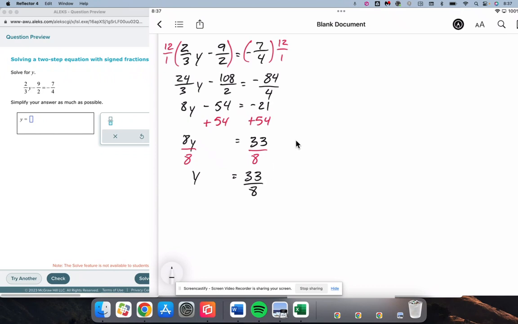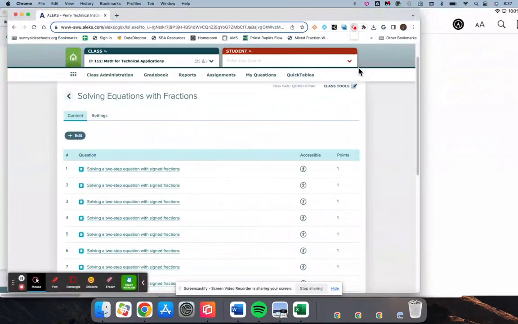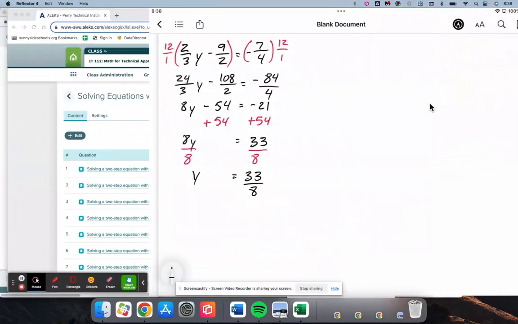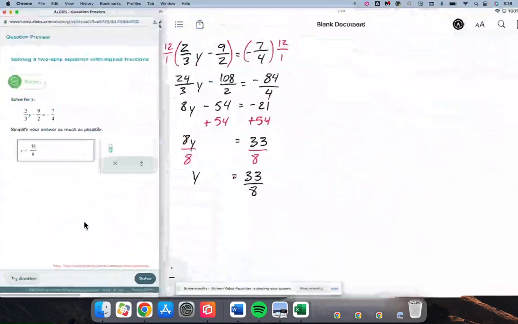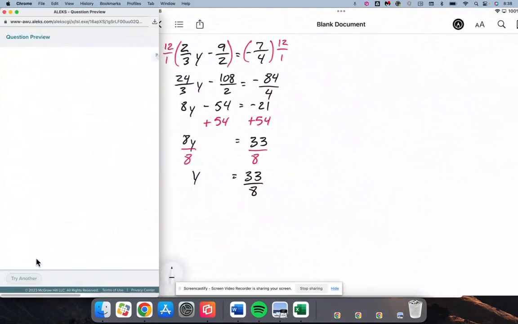Just going to look through and check, make sure that I didn't make any mistakes here. I think these would normally come out to be whole numbers. One moment. It turns out that 33 over 8 is correct. And so we can expect the answers on these ones to be fractions and not whole numbers. So don't freak out and think you did it wrong if you get an answer that's a fraction.